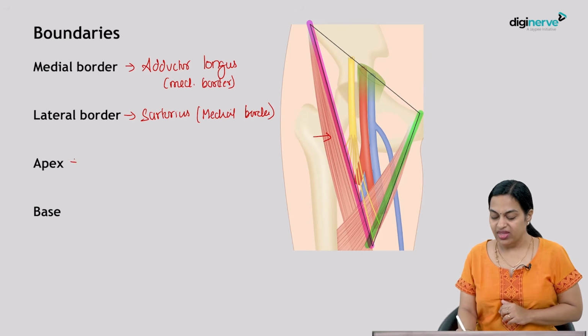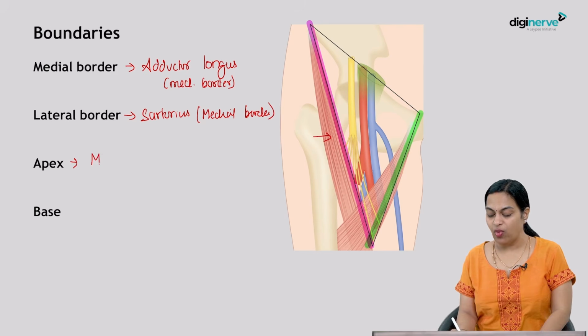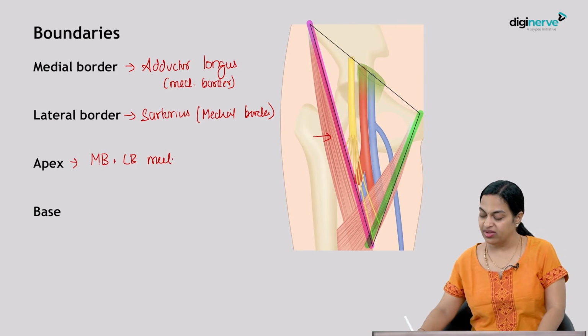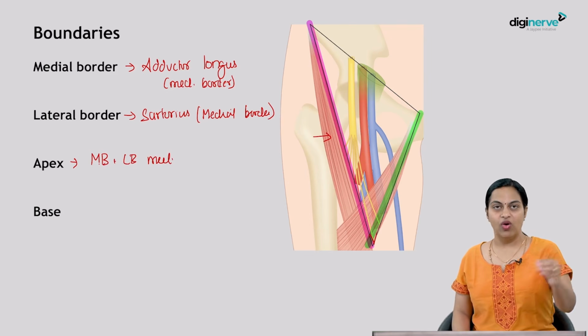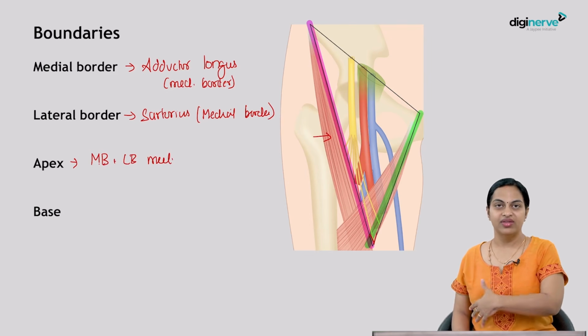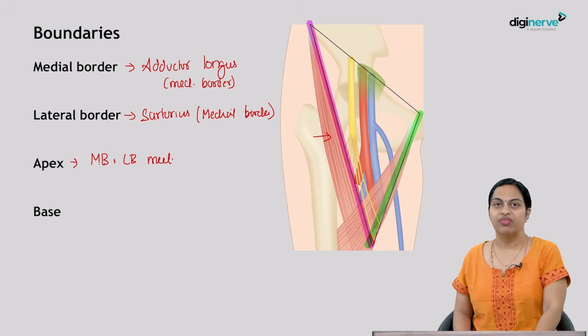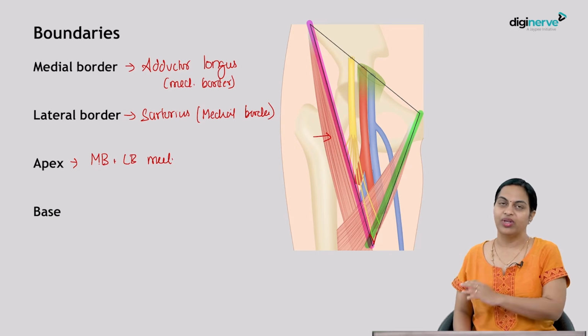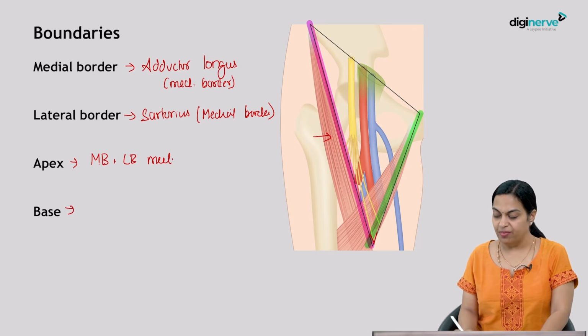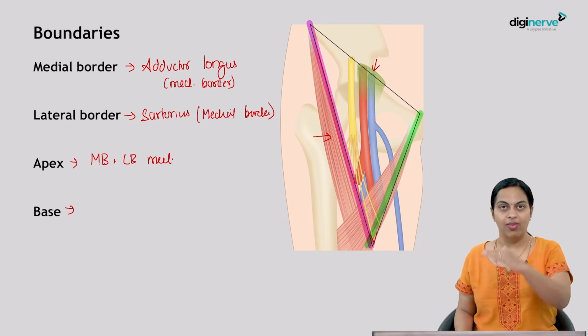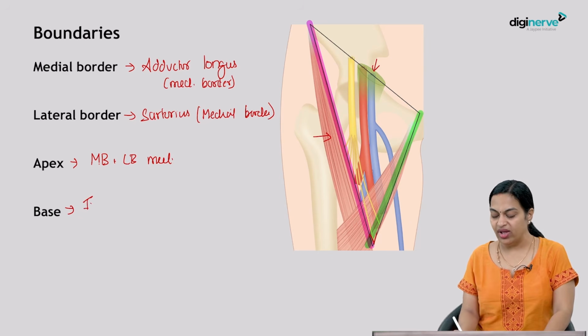The apex, as I told you, is the point where the medial border and the lateral border meet. Beyond the apex, we enter the adductor canal, which is situated on the middle third of the medial side of the thigh. The contents from here will enter there, right? And the base is pointed above. It's formed by the inguinal ligament.